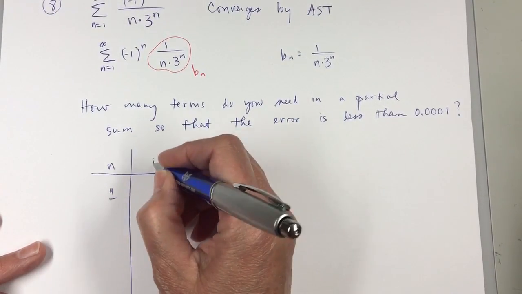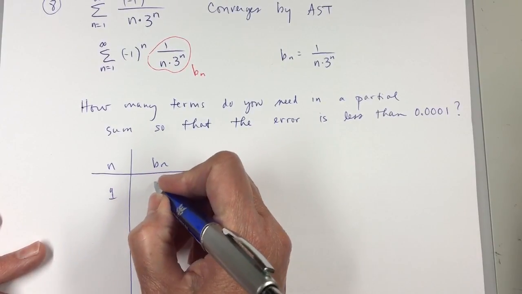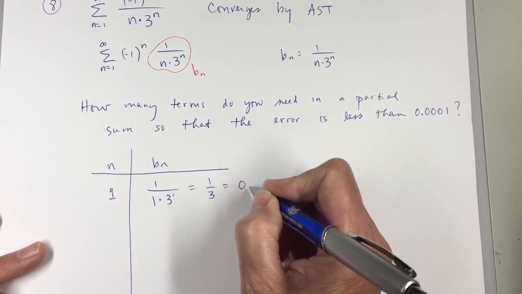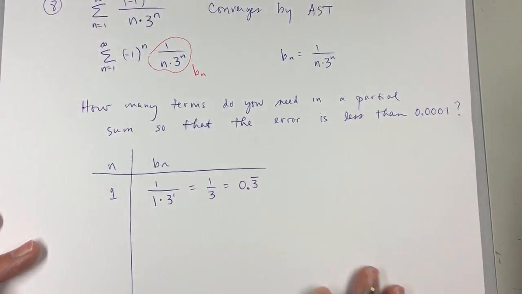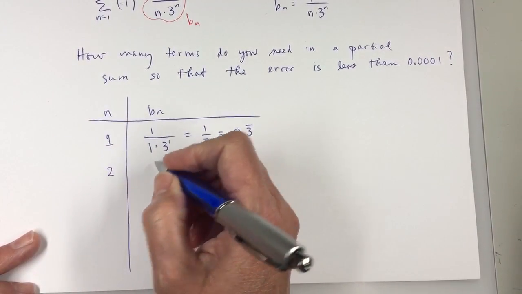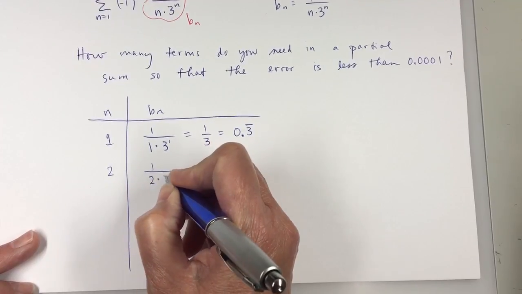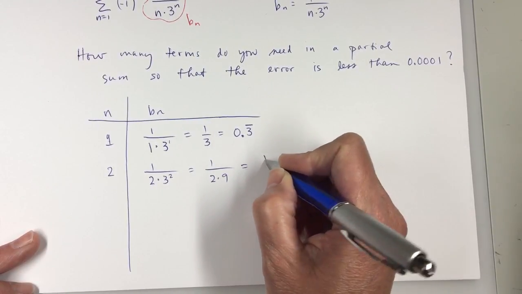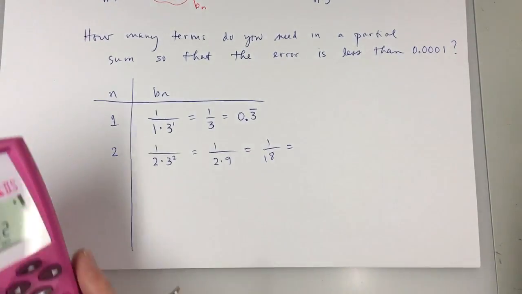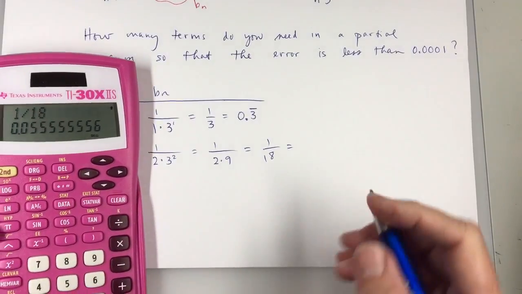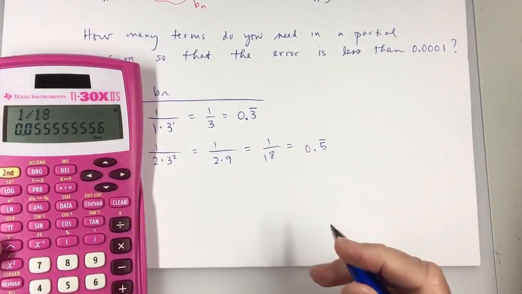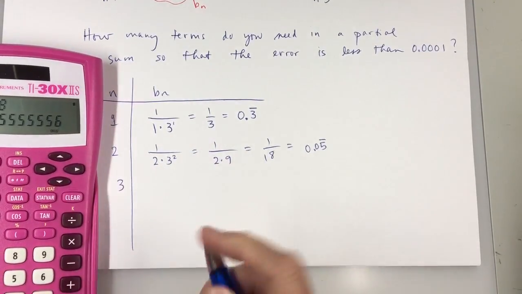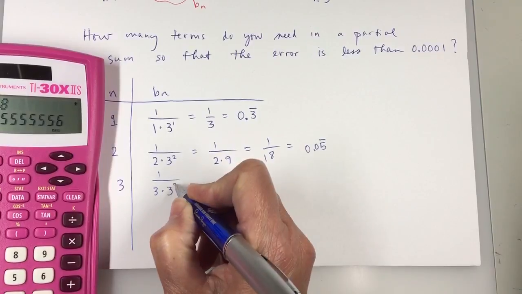N. When n is 1, b sub n is 1 over 1 times 3 to the first. So that's 1/3, and that is 0.3 repeating. When n is 2, then b sub n is 1 over 2 times 3 squared. 3 squared is 9. 1 over 2 times 9, 1/18. And really, what I'm looking for is the decimal. 1 divided by 18 is 0.0 repeating 5. I left a 0 out.